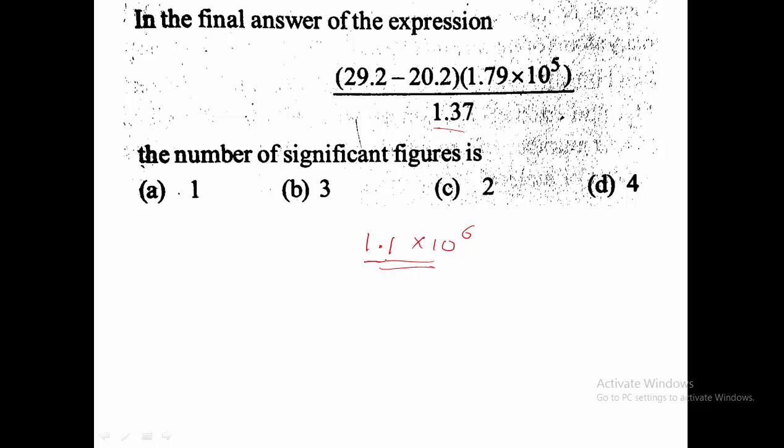So in this expression, how many significant figures are there? Now in this answer, how many significant figures are there? 1.1. So both digits are significant here. So number of significant figures will be 2. Therefore option C is the right answer.